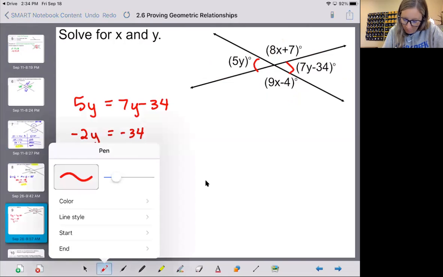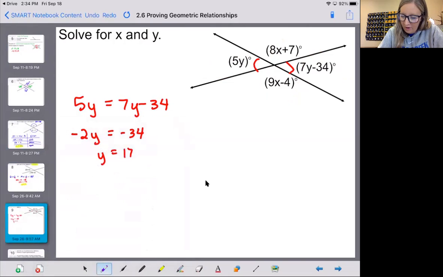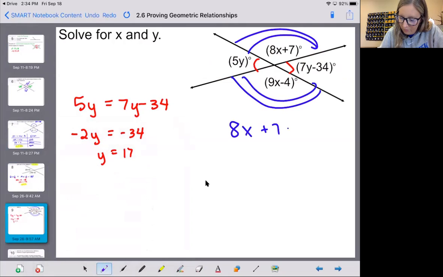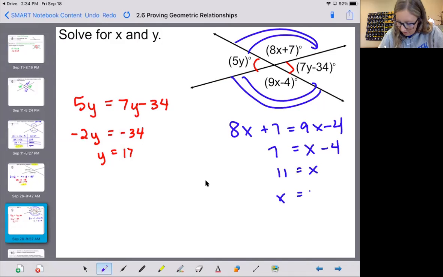Then if there are multiple ways of solving this, to find this angle here and here, those are also vertical, making them equal. If I subtract 8x from both sides, I get an x. If I add 4, I get 11. So those are our two answers.